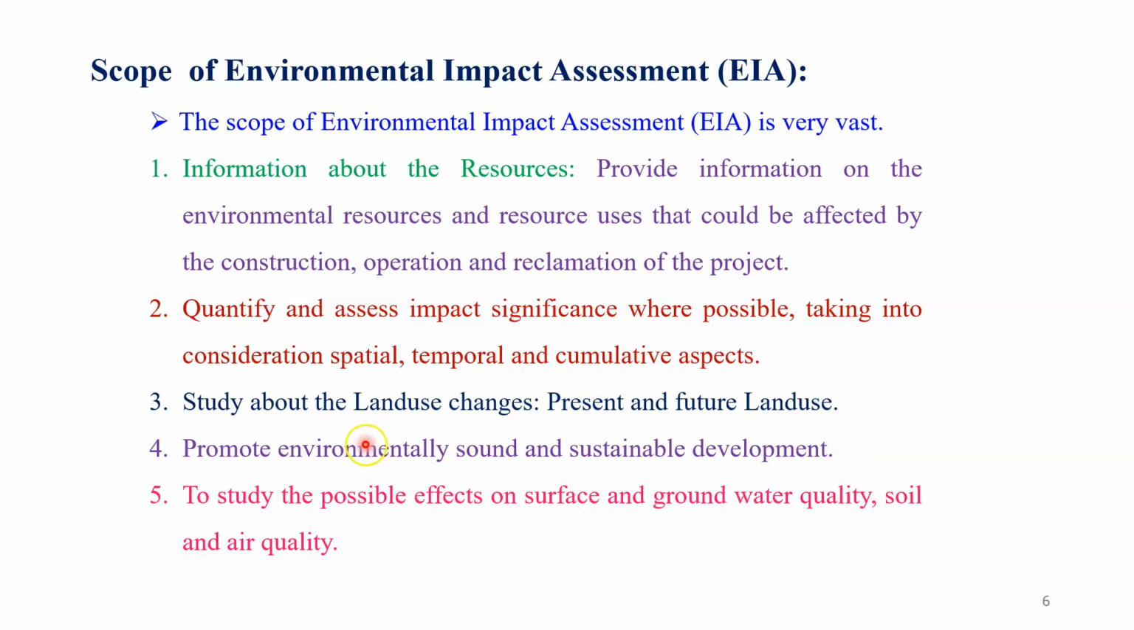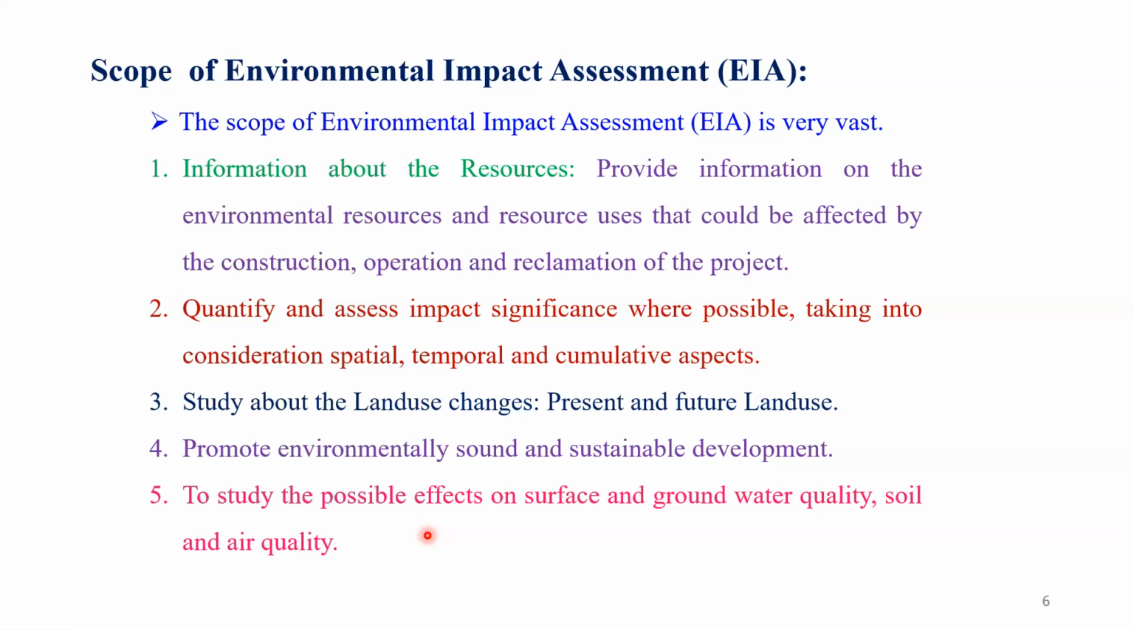To study the possible effects on surface water, groundwater quality, soil and air quality, that is very important. I just mentioned that groundwater and soil are very important resources for human beings to sustain life for a long period.